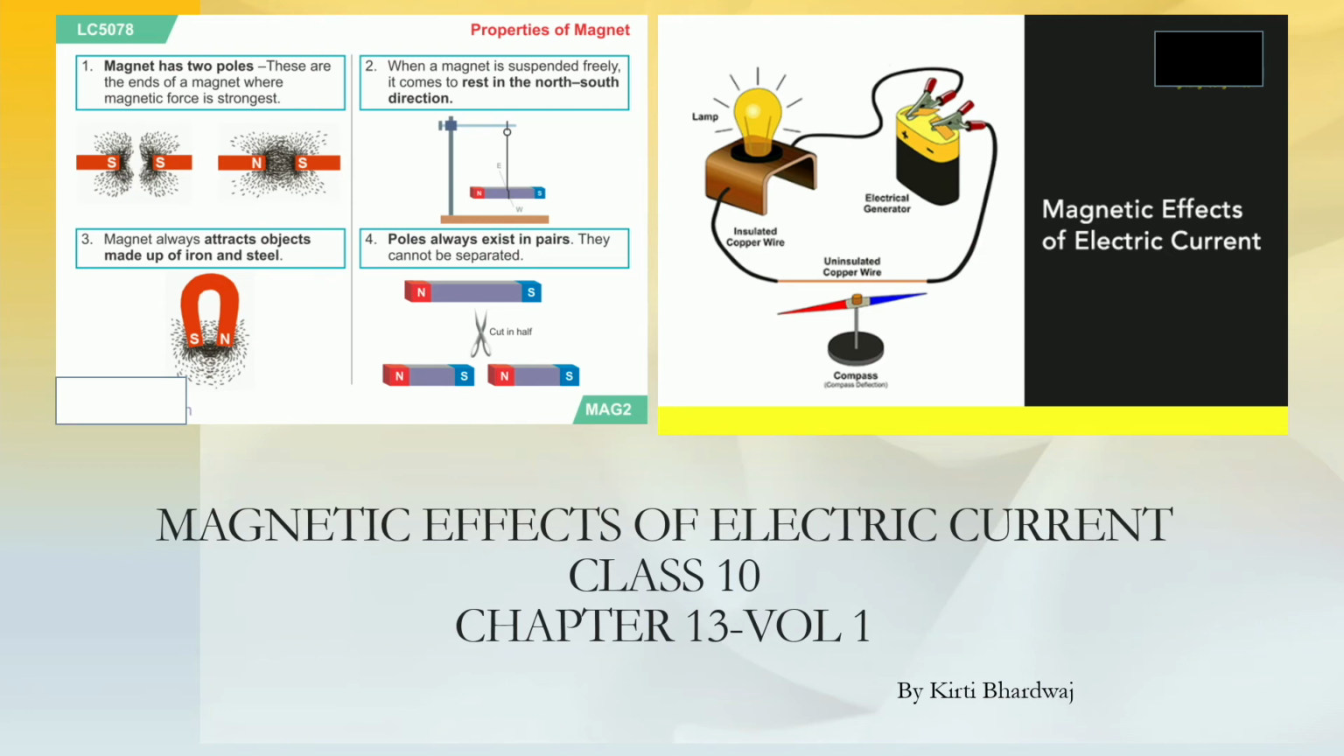The magnetic force, that is attraction or repulsion between two objects, is inversely proportional to the distance between them. That means the force is stronger when the objects are closer to each other. In this chapter, we'll study the magnetic effect of electric current also in detail.